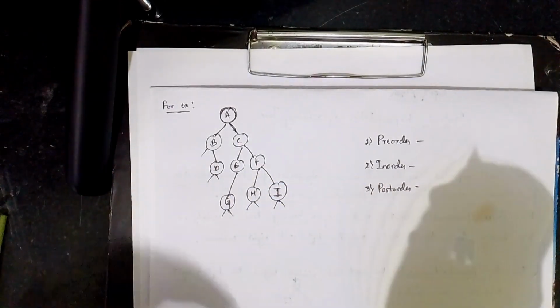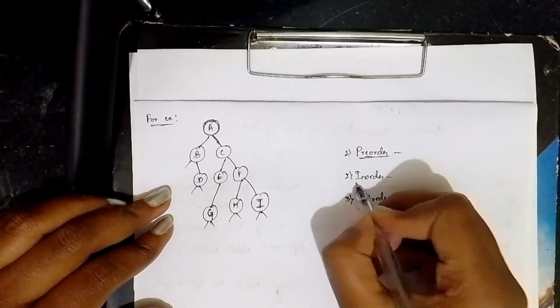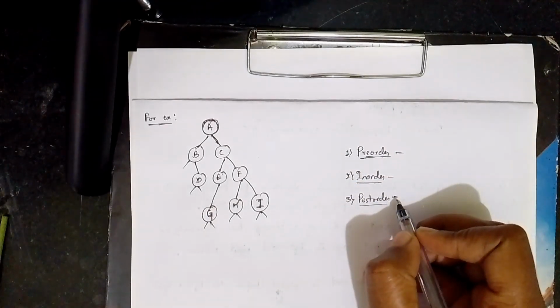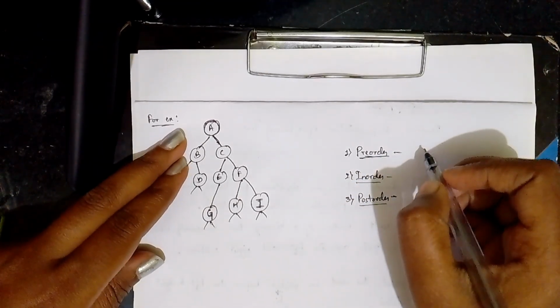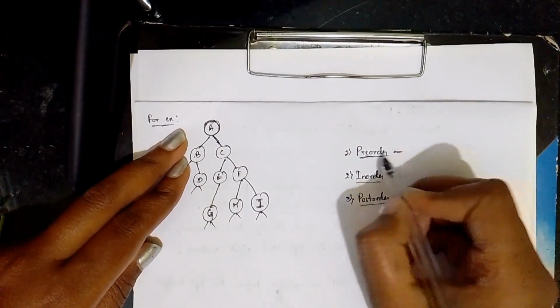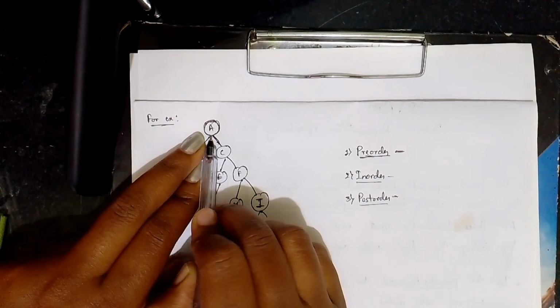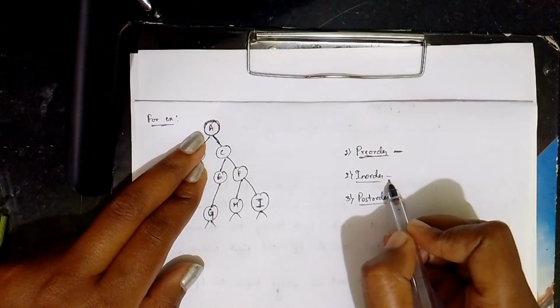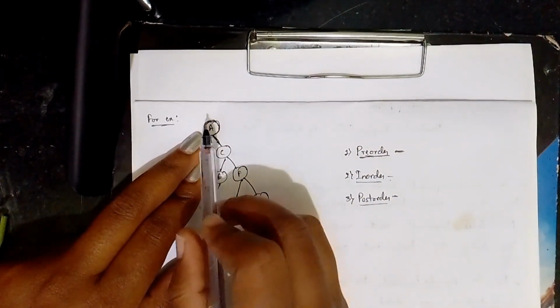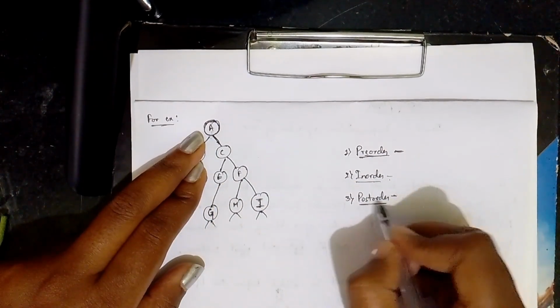Now, in preorder, we have to write those nodes which we are visiting for the first time. If we are going to visit this root node for the first time, then we will write it in preorder. If we are going to visit this same root node for the second time, then we have to write it in inorder. Again, if we are visiting this same root node for the third time, then we are going to write it in postorder.